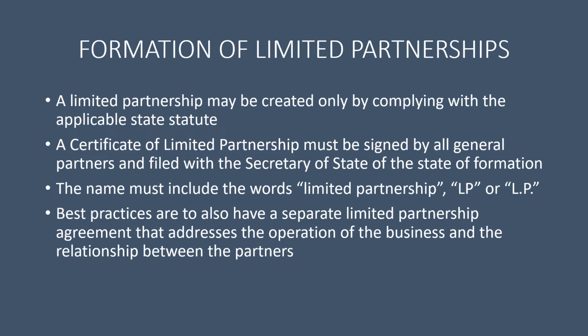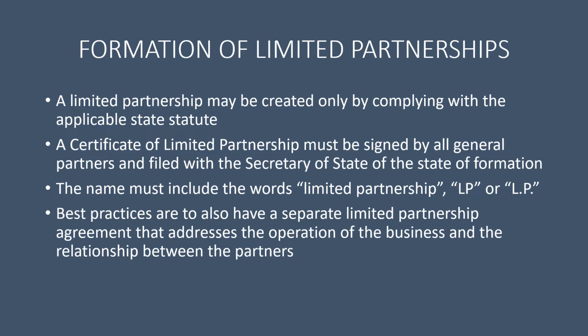Just like we saw with limited liability companies, the name selected for the limited partnership must reflect in the name the type of business entity that it is. Therefore, the name of the limited partnership must include the words limited partnership, or the abbreviation LP, or the abbreviation L.P. And once again, the reason for this requirement is to put creditors and the people dealing with the company on notice of the type of business entity it is, so they are aware that there is some limited liability, at least on the part of some of the owners.